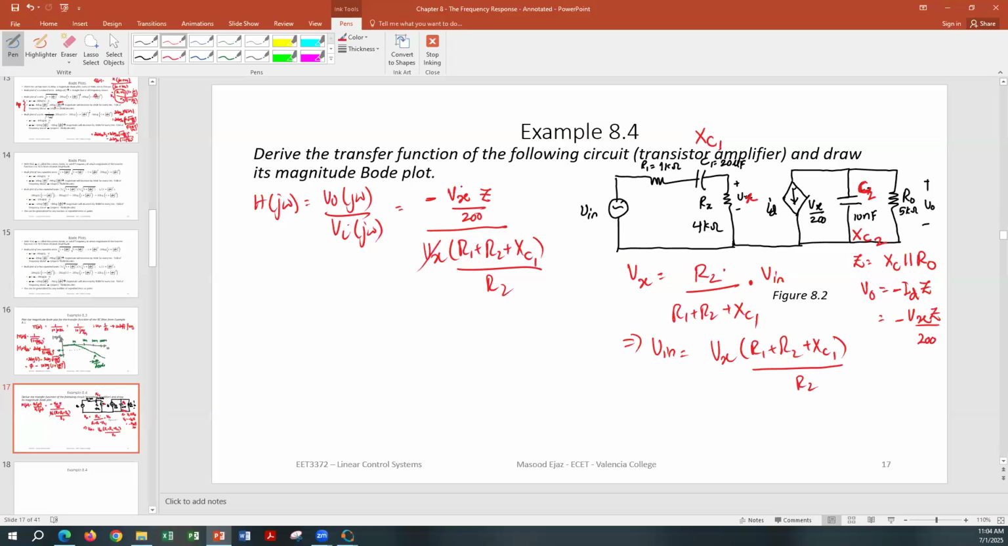So Vx and Vx will be cancelled out, and the transfer function is simply negative Z over 200, and I'm going to take R2 on top: negative Z times R2 over 200 times R1 plus R2 plus XC1.